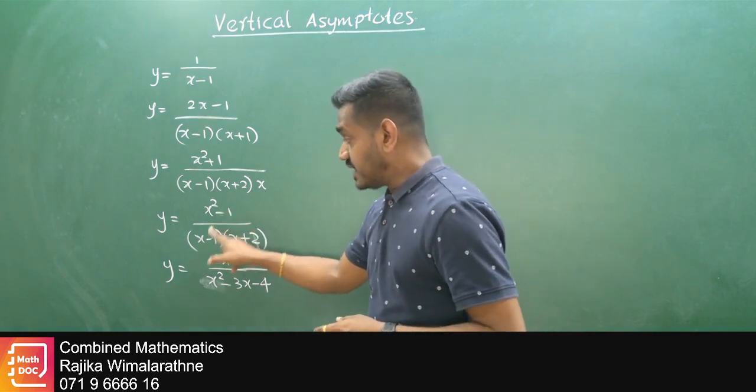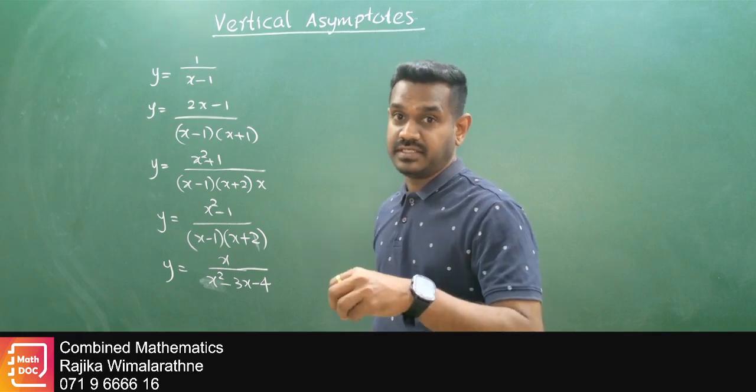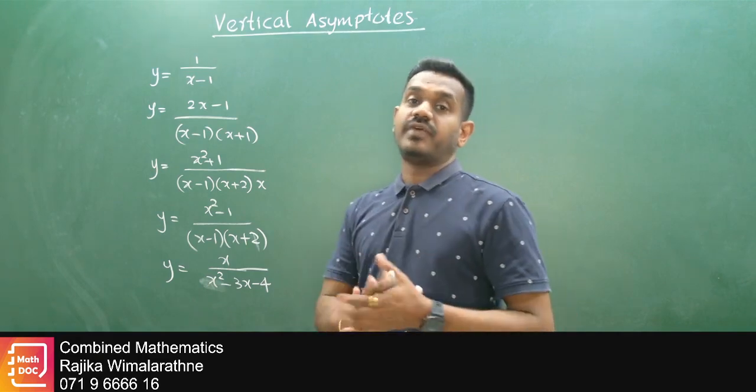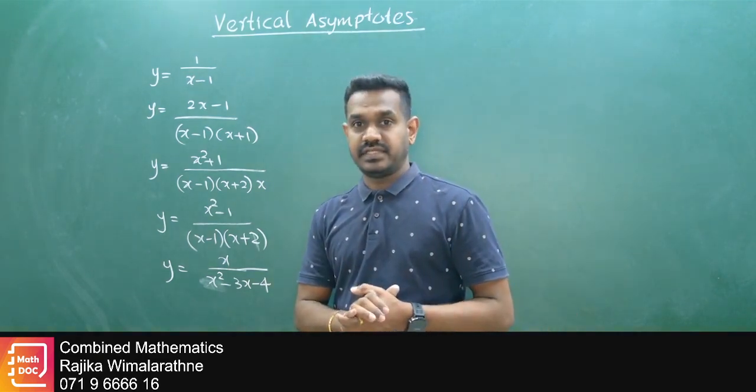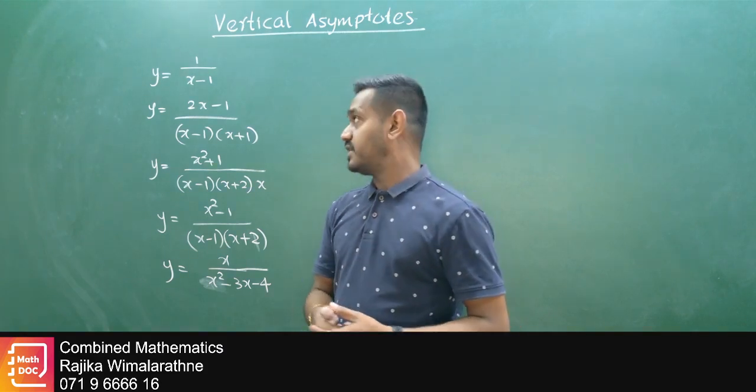But after that cancellation, x equals 1 is still undefined for the function. Here we need to factorize, and you identify that if you don't have any denominator zeros, then the function does not contain a vertical asymptote. Okay, let's write them.